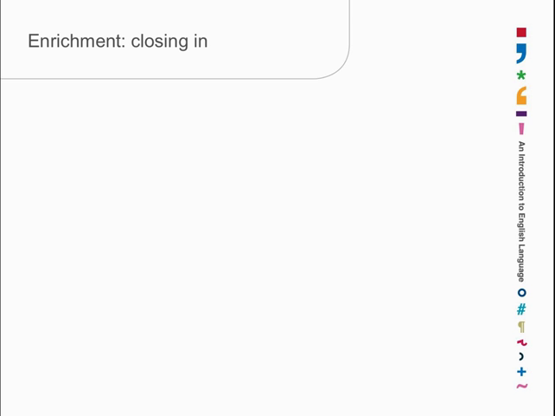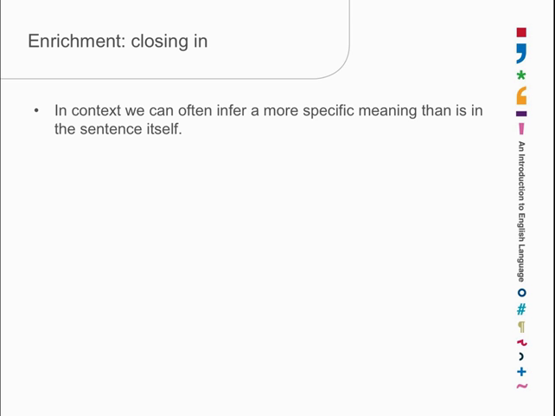Then there are cases where the meaning is, if you like, enriched. We close in on it. We've seen this with coordination, with and, or, and nor. You might recall that sometimes these are seen as temporal in orientation, and sometimes they're causal, this and that, this, therefore we take it causes that. The context can often be used to infer more specific meanings than there is in the sentence itself.